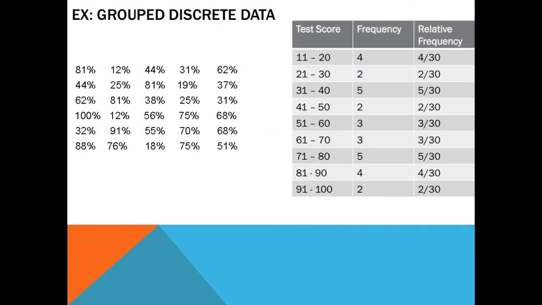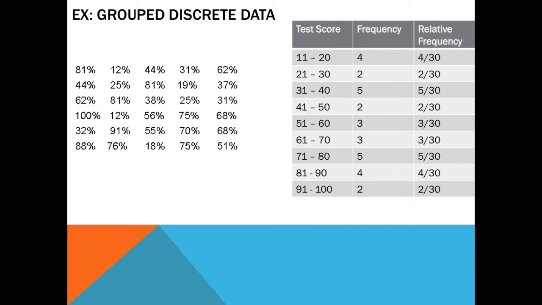When setting up our ranges, we're going to make sure that we incorporate all of our scores. So our lowest value is 12, our largest value is 100, and our ranges are going to go from 11 to 100 to incorporate those. The other important thing is that the distance for each one of our ranges is the same. So 11 to 20, 21 to 30, 31 to 40, and so on are all ranges of 10.